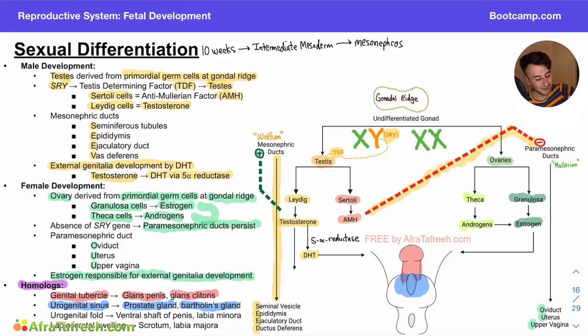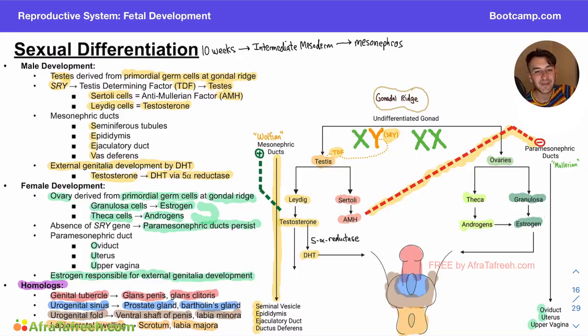Our urogenital fold is going to be highlighted in brown, and it's going to be forming into the ventral shaft of the penis as well as the labia minora. This is going to be the portion that I'm highlighting here roughly in brown. And then finally, we have our labioscrotal swelling, which is going to go on to become the scrotum and the labia majora, which I'm going to be labeling down here in this area in orange.